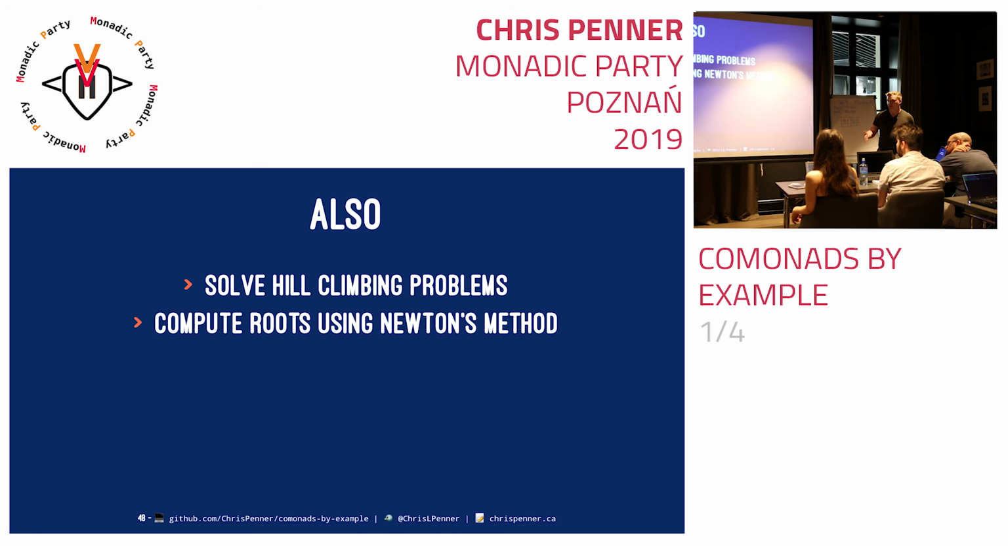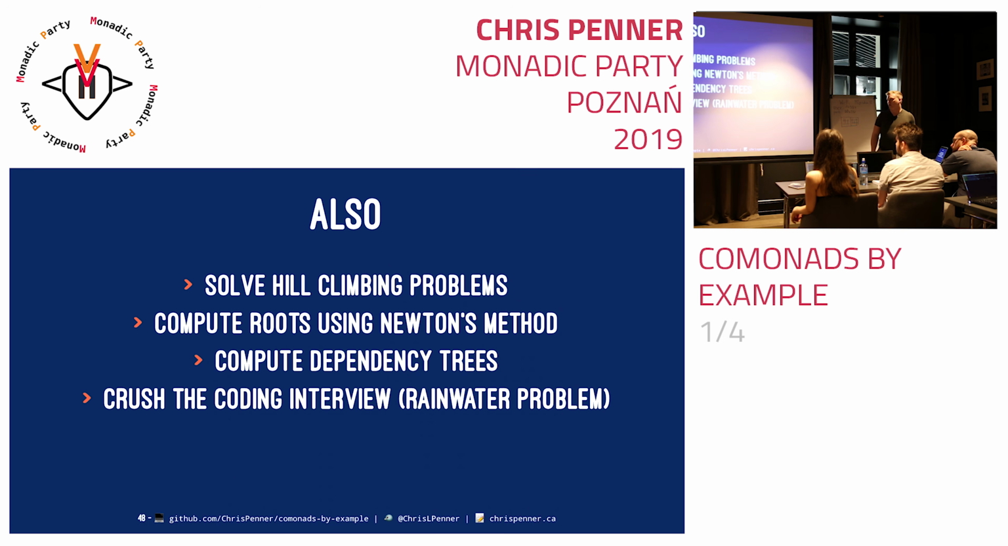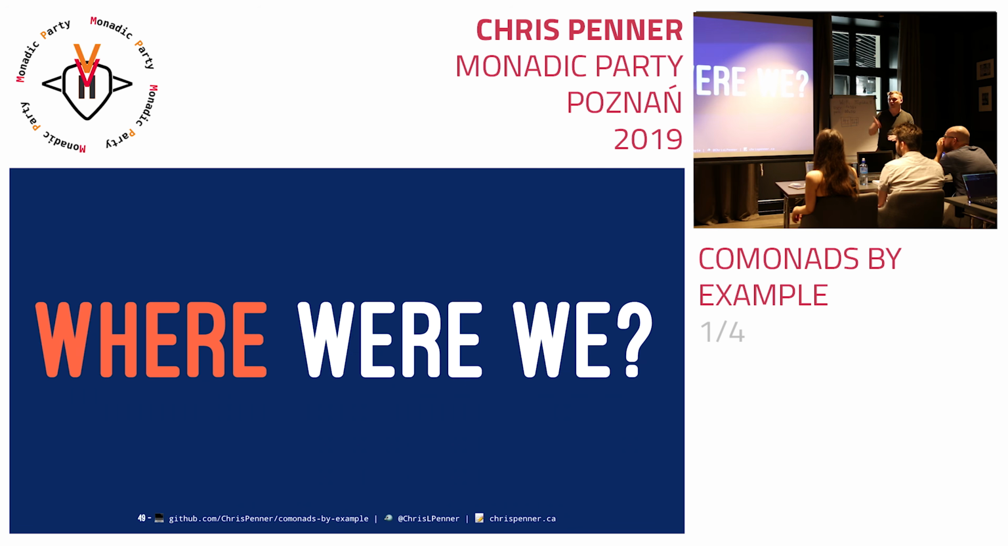Other things we can do with this sort of contextual operation, just one second, is we can solve hill climbing problems in optimizations. We can compute the roots with Newton's method, and we can solve multiple iterations of Newton's method over functions. We can compute dependency trees for things, and we can solve Google's rainwater problem in a really elegant way. Okay, you had a question?